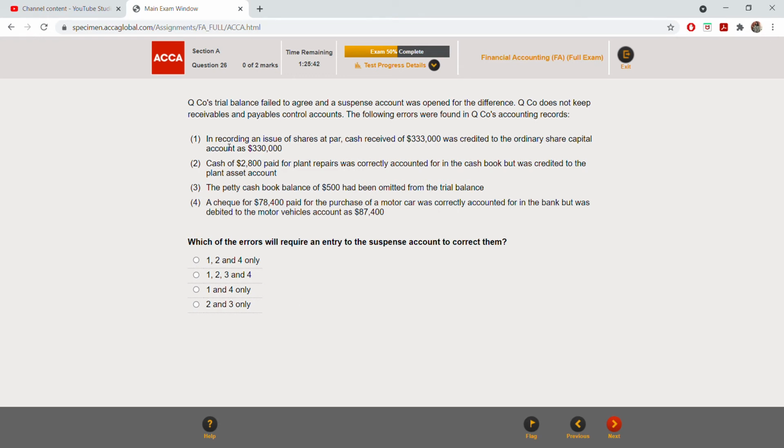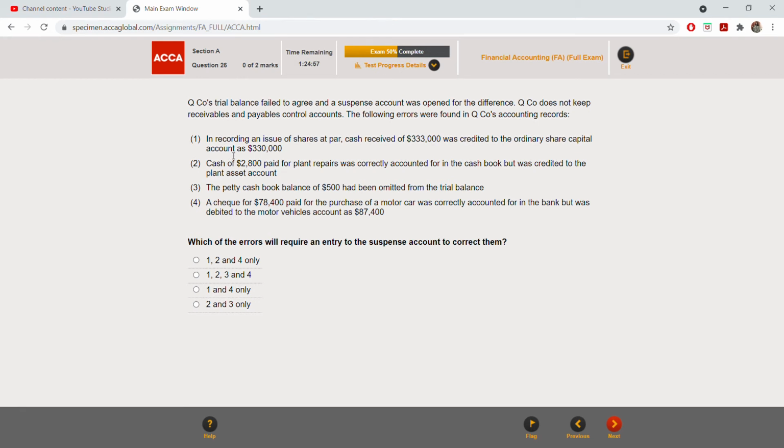First one, in recording an issue of shares at par, cash received was this much, credited to the ordinary share capital account as 330,000. So the question is, are you using a suspense account or not? You have to think which account is debited, which account is credited. If this is a suspense account, definitely either suspense account will be debited or credited. If it is not debited, it is not credited, that means it is not required. Suspense account will not be used. So there, the first one, what is it?